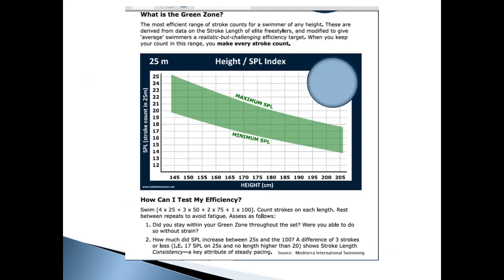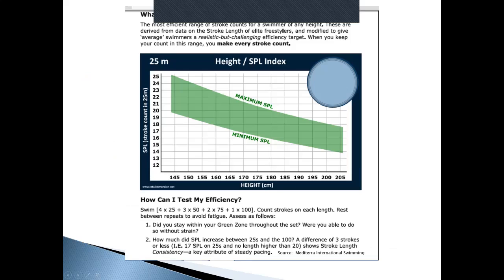So this is that chart I've mentioned several times, and really you're looking at what stroke length you should be making based off of height. And this is a pretty good tool to use. And so you can see here that the number of strokes on the left versus how tall you are on the bottom here. And you can see somebody who's around 175 centimeters in height could have a stroke length or distance per stroke, or the number of strokes per 25, around 17 all the way up to around 21.